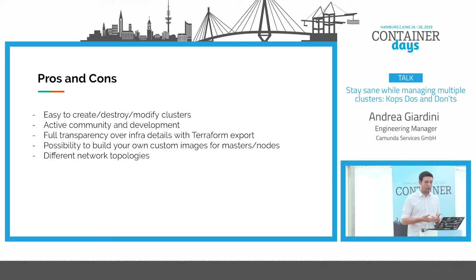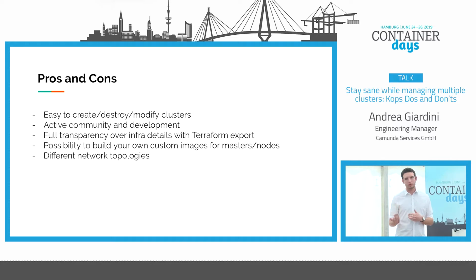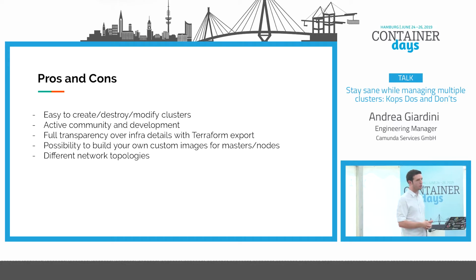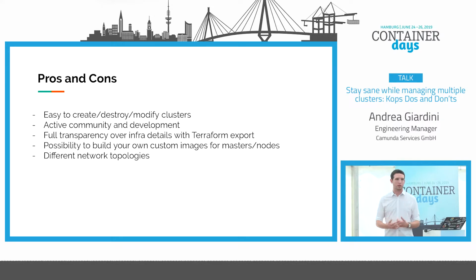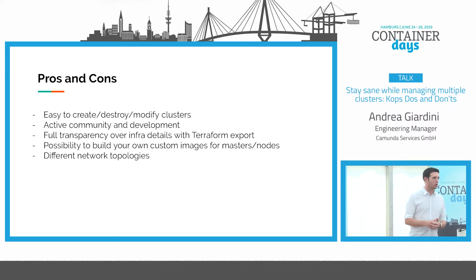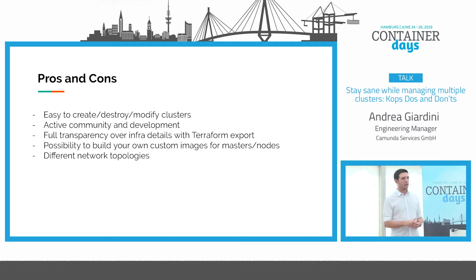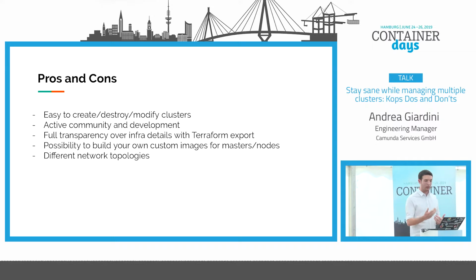It's possible to build your own custom images for master nodes. So by default, it will pull the AMIs that are provided by the Kops project. These are maintained by well-known Kubernetes maintainers and so on. But you might have different requirements, so you might need to install different packages on your master nodes. You can do that. You can build your own AMIs and save them in your local AWS account. And we will have different network topologies. We will speak about that later.